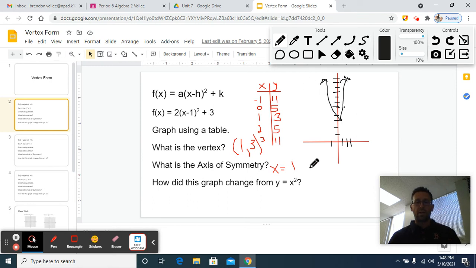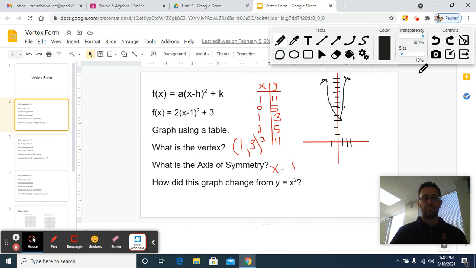Let's see. Now, what changed from x squared? So y equals x squared is down here. That's the parent function. So what happened? It moved right 1. Right, this point moves to the right 1. It went up 3 because of this 3. And that 2 made it a little bit skinnier. So that's called a transformation.